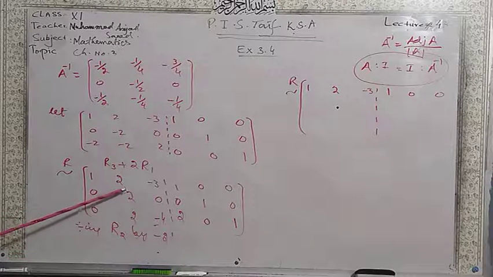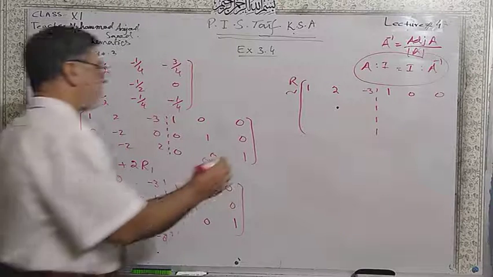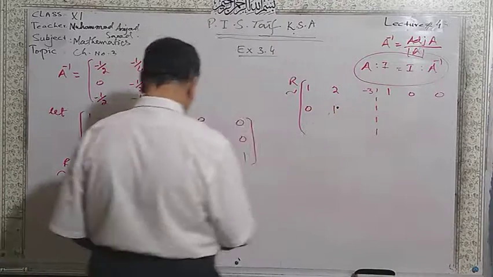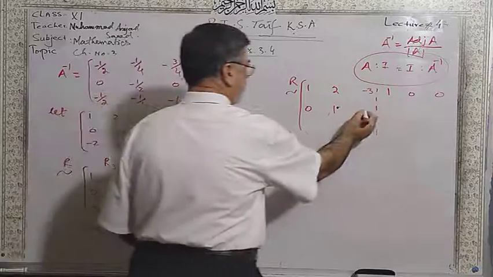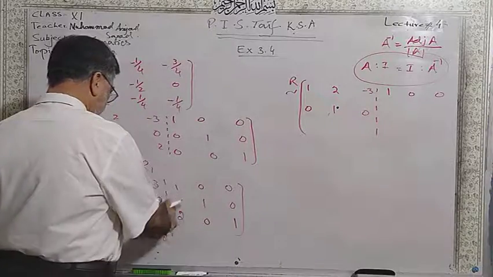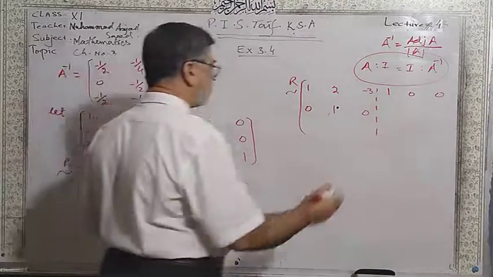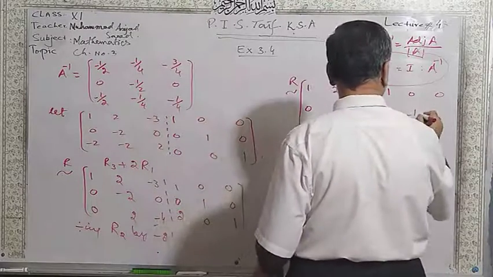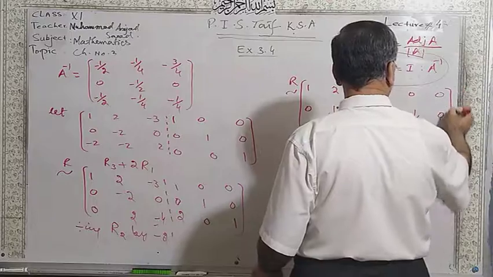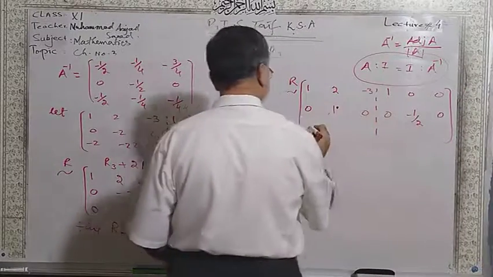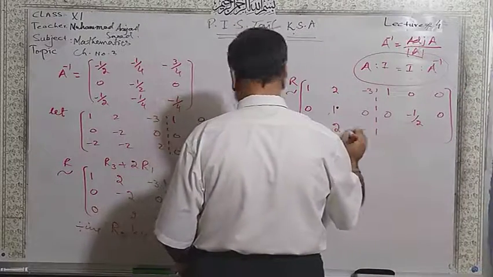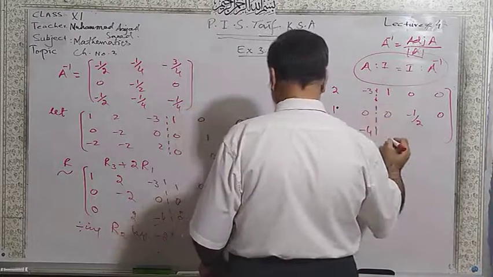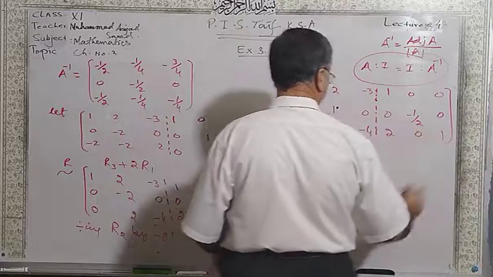0 over minus 2 is 0. Minus 2 over minus 2 is 1. 0 over 2 is 0. Then 0 over minus 2 is 0. 1 over minus 2 is minus 1 by 2, and 0. And the third row is as it is: 0, 2, minus 4, 2, 0 and 1.